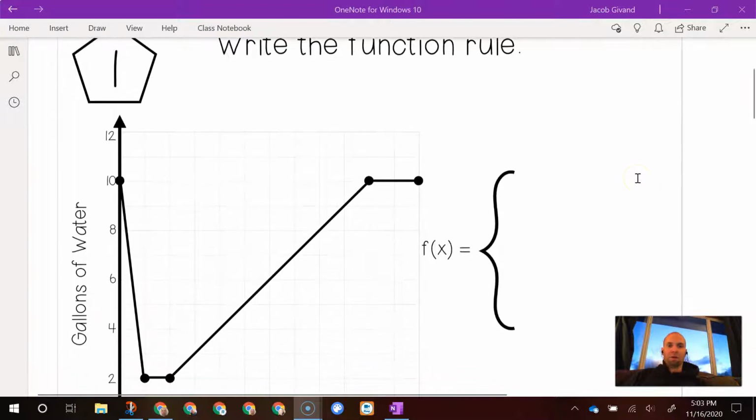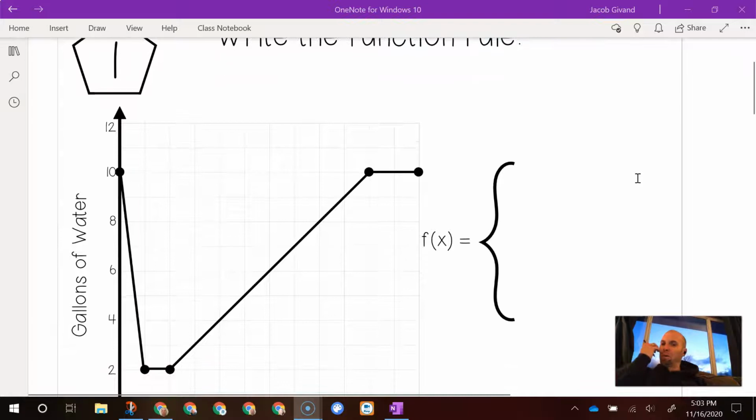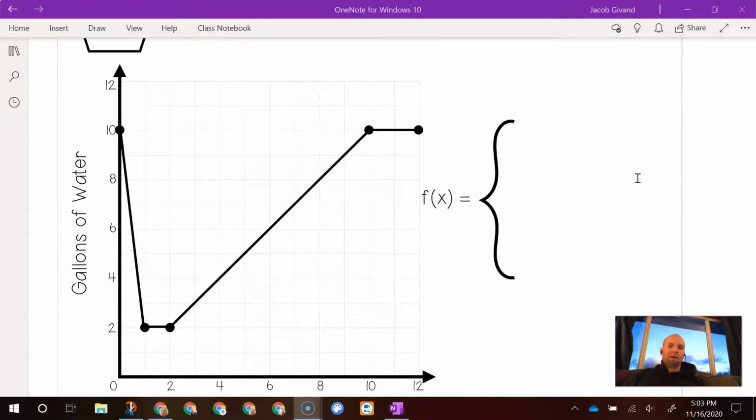So what we're going to do is look at this sheet and do one or two problems here together. Here we have a problem that says write the function rule, and we can see this function is kind of several different functions. We've got an initial function which starts up at 10 on the y-axis and drops straight down like a really steep hill. And so that is actually the first function.